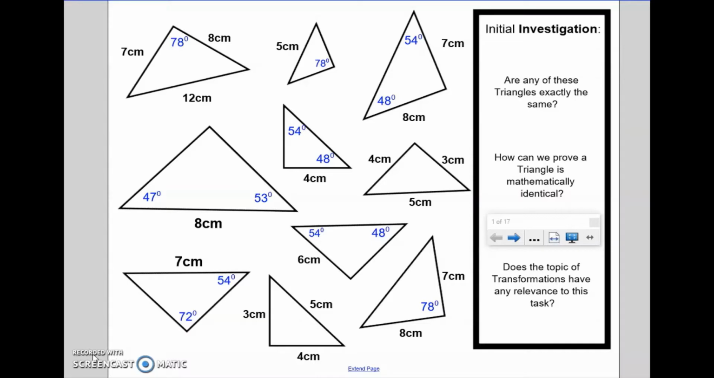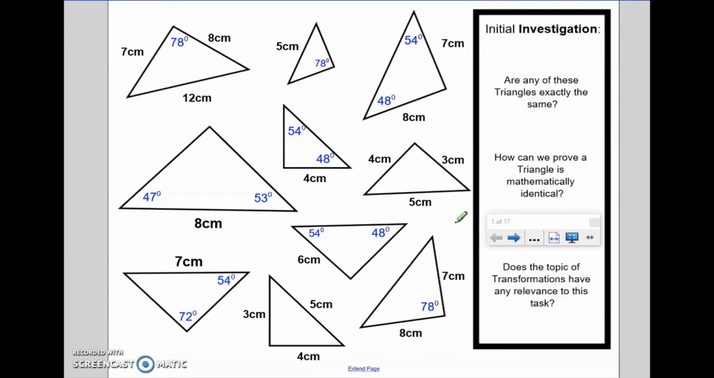Using that bit of information, I want to start this video with a little investigation. I want you to have a look at all the triangles on the screen and see if you can match up any triangles that are exactly the same. I also want you to think about how we could prove that the triangles were identical. And does the topic of transformations have any relevance to this investigation task?